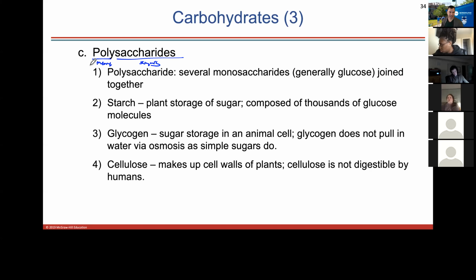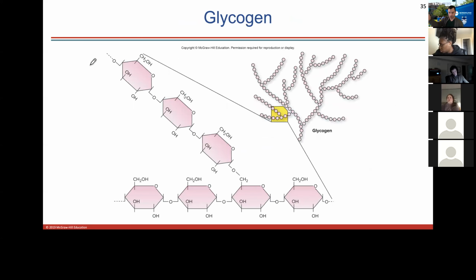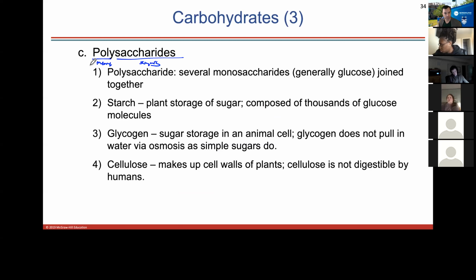But some of these can have an open lattice network structure, like you see here in glycogen, which is our storage form of sugar in humans. I'm just going to underline some important stuff here for you. And when our sugar levels drop below 70, that's what we get it from. We secrete some hormones and break down glycogen.